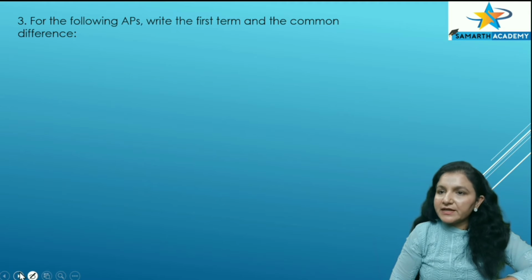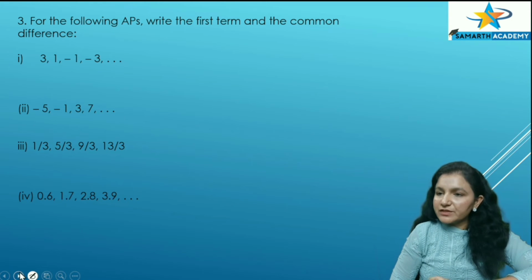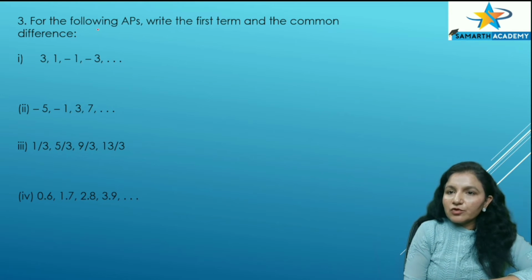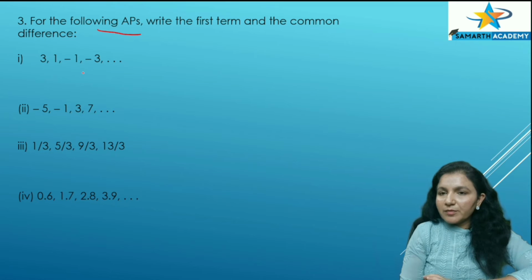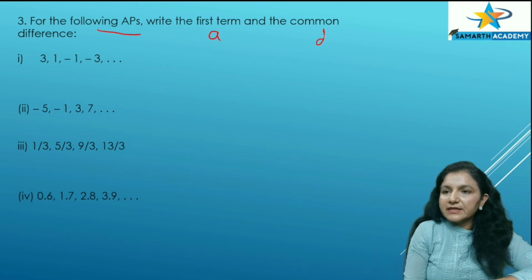Question 3. For the following APs, write the first term and the common difference. The first term, obviously when you see the terms, you can understand what it is. To find the common difference, you have to subtract the first term from the second term. He is saying for the following APs, so you don't have to check all the given terms. You just have to find the common difference and the first term. So here, let this be A and this be D. The first term is A, the common difference is second term minus first term, that is 1 minus 3, which is minus 2.